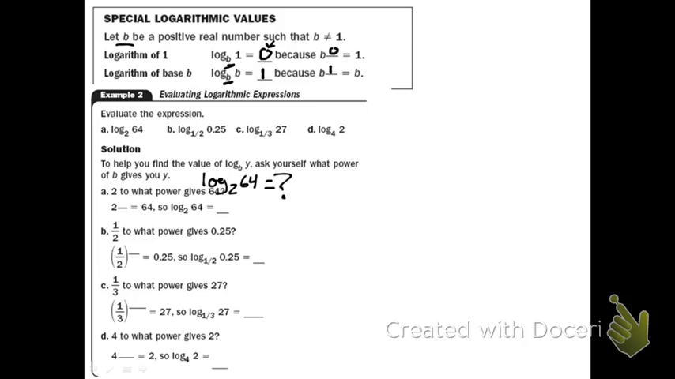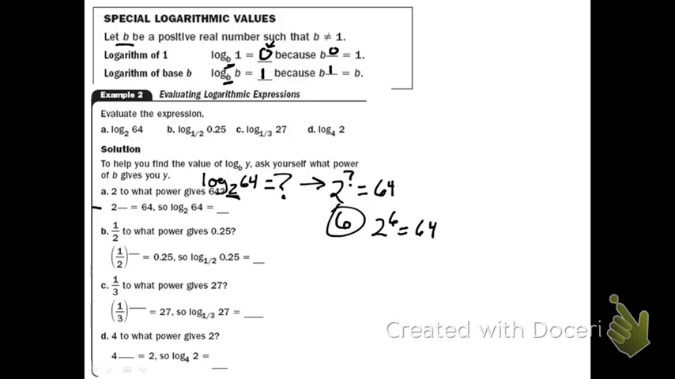If you write that in exponential form, the base is 2, and I want to know to what power should I raise that guy in order to get 64. And if you know your powers of 2, you would know that that is 6, because 2 to the 6th is 64. So the answer to the question is 6. The log base 2 of 64 is 6.